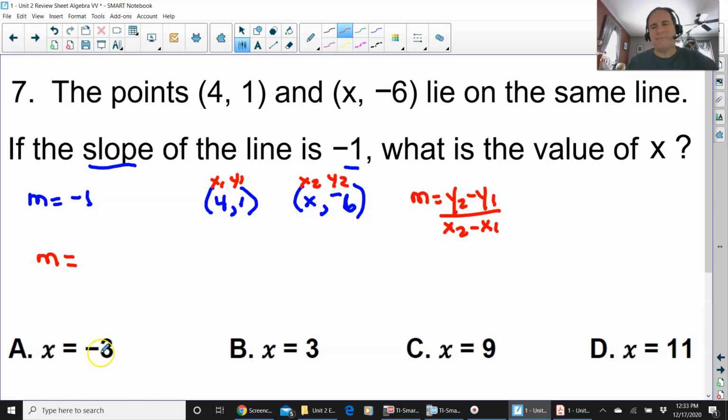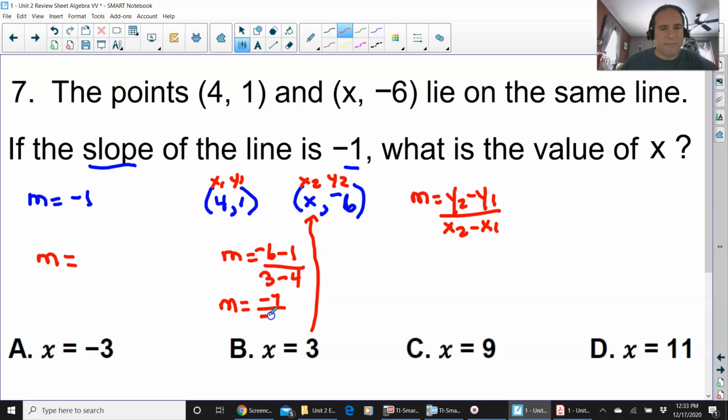You know this negative 3? I do not want to use it because it's a negative. So I'm just going to go to 3. All right, so I'm going to put this 3 in for this x. So I have negative 6 minus 1 on the top. That's y2 minus y1. And instead of x, I'm going to put 3 minus 4. So m is negative 7 over negative 1, which is m equals 7. B is out.